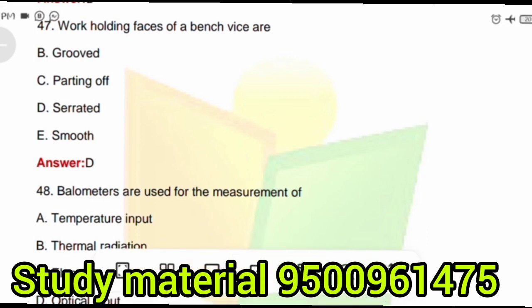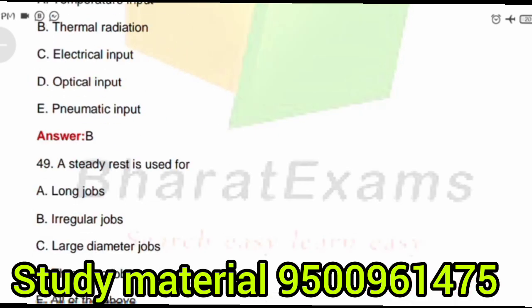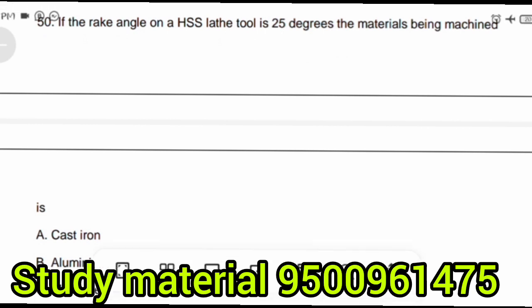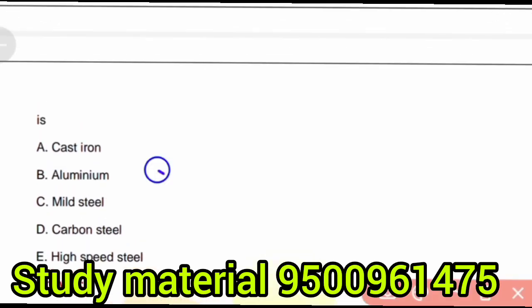For the measurement of pressure of liquids at high temperature using Bourdon tube, option D, a siphon filled with liquid is used to protect the Bourdon tube. Work holding faces of the bench vise are serrated. Pyrometer is used for the measurement of thermal radiation. A steady rest is used for long jobs. If the rake angle on a HSS lathe tool is 25 degrees, the material being machined is option B, aluminum.